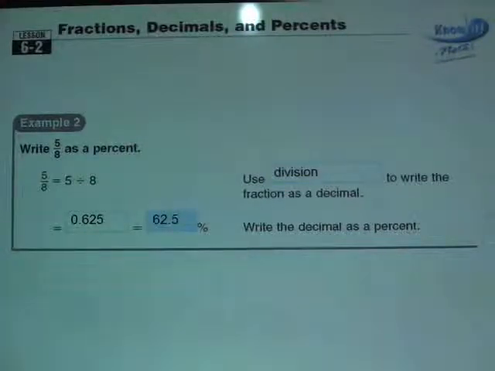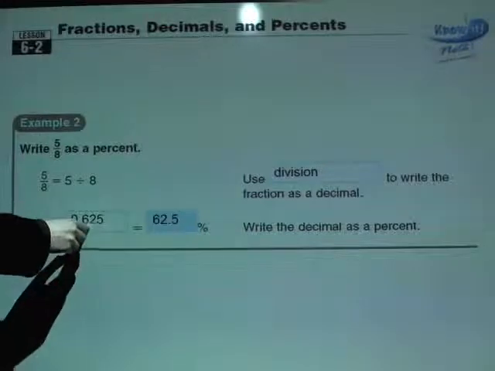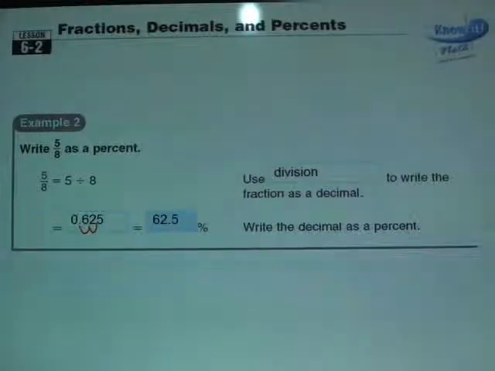Now that you have that as a decimal, you're going to change the decimal to a percent. Well, as you just saw in example 1, to change a decimal to a percent, we jump the decimal 2 times to the right and add a percent sign. So I'm going to go 2 times to the right and add a percent sign, and I end up with 62.5%. So 5/8 is 62.5%.